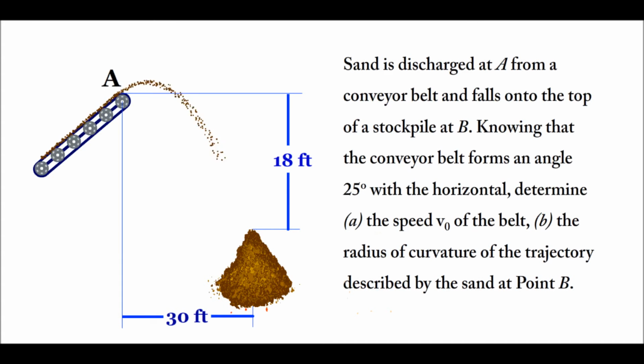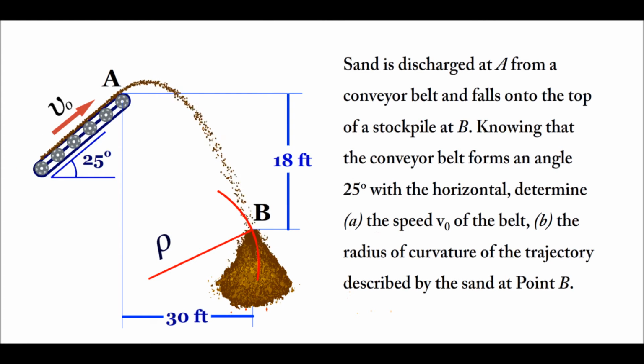Sand is discharged at A from a conveyor belt and falls onto the top of a stockpile at B. Knowing that the conveyor belt forms an angle of 25 degrees with the horizontal, determine A, the speed v0 of the belt, and B, the radius of curvature of the trajectory described by the sand at point B.